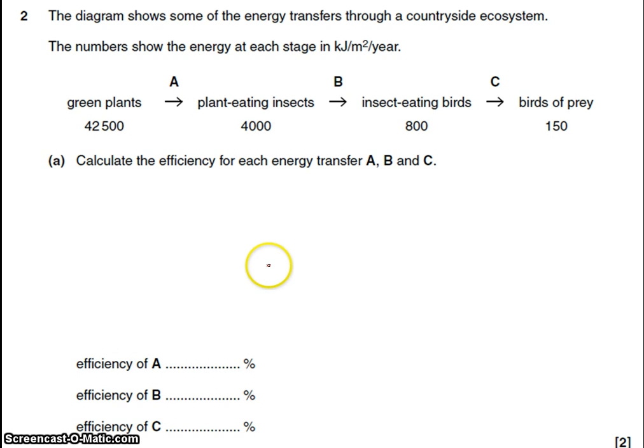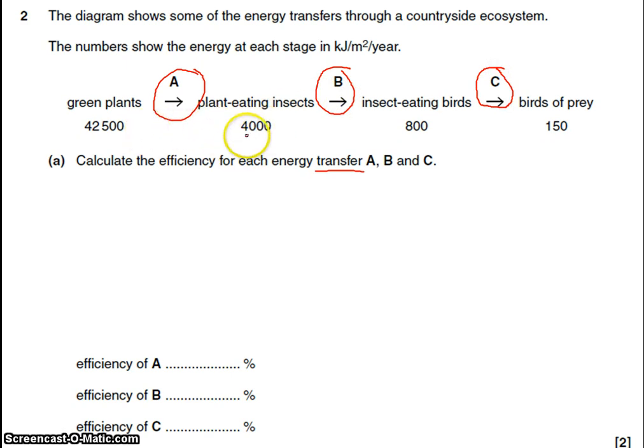Next question is about efficiency in a food chain. It's to calculate the efficiency for each transfer. So the transfers occur here. So that's a clue in terms of how to answer this question. So you're looking at the efficiency of each transfer.